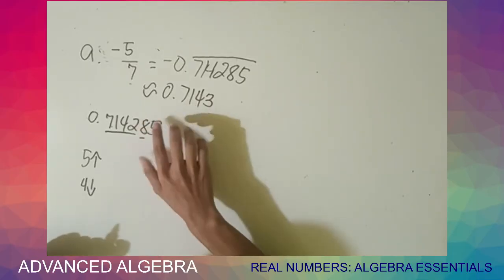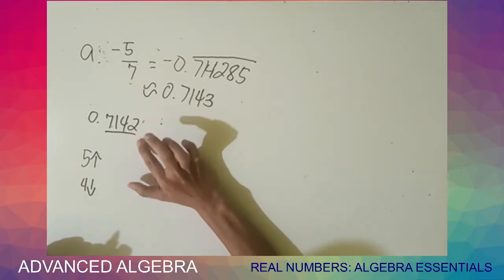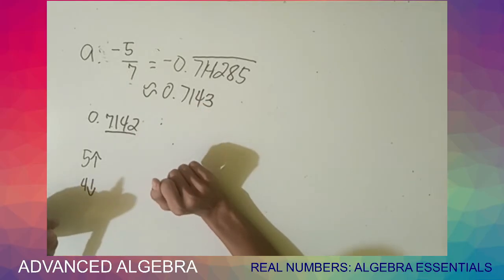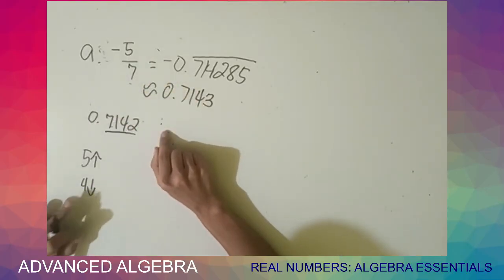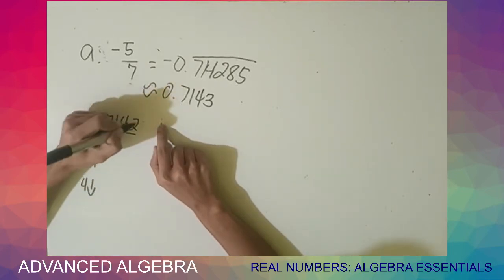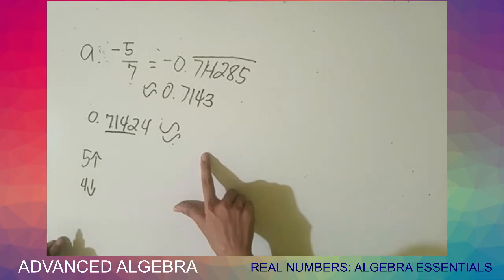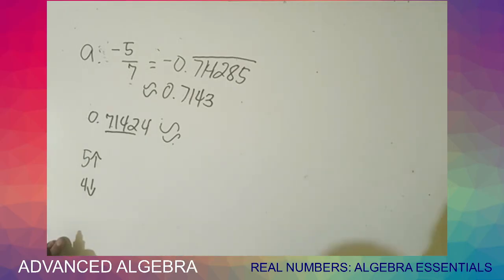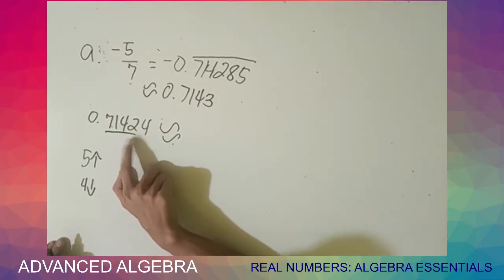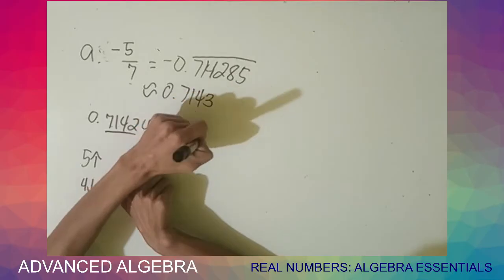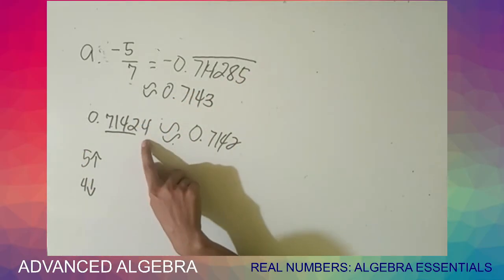So, pag ni-round up natin, si 8 magiging 0. So, hindi na tayo mag-a-add ng 1 sa 2. Okay? Kapag mas mababa sa 5, or 4 pababa. Kunwari, 7144. Pag ni-round up natin in 4 decimal places itong example natin na 0.71424, magiging 0.7142, since yung 4 ay 4 pababa.